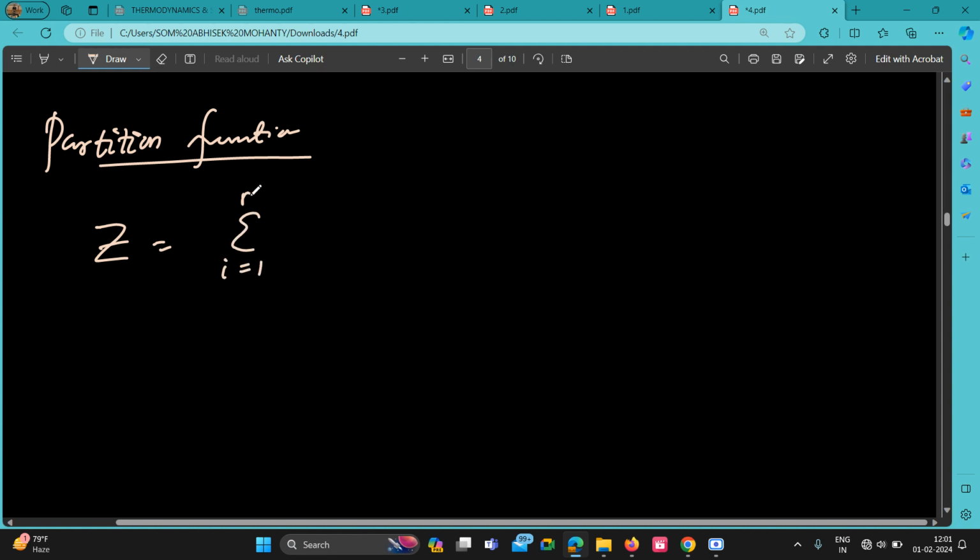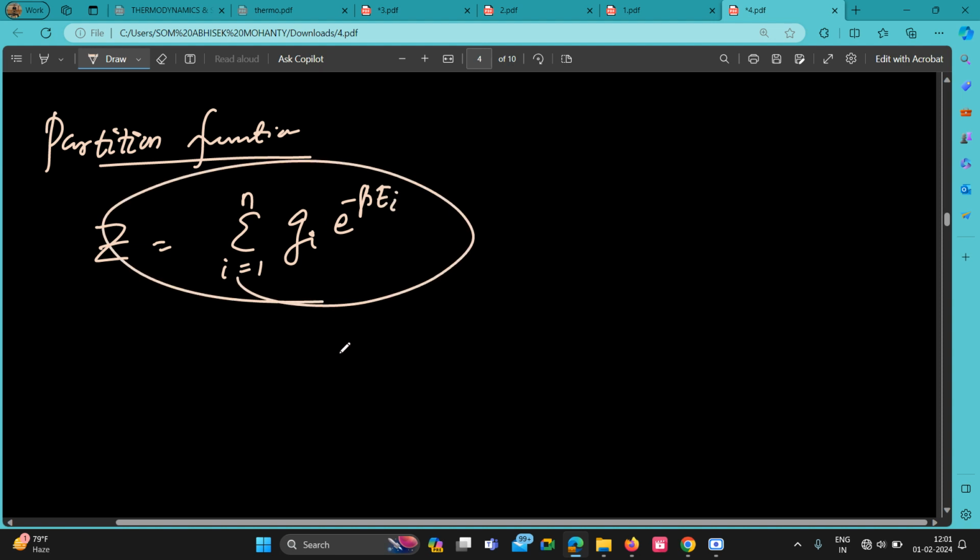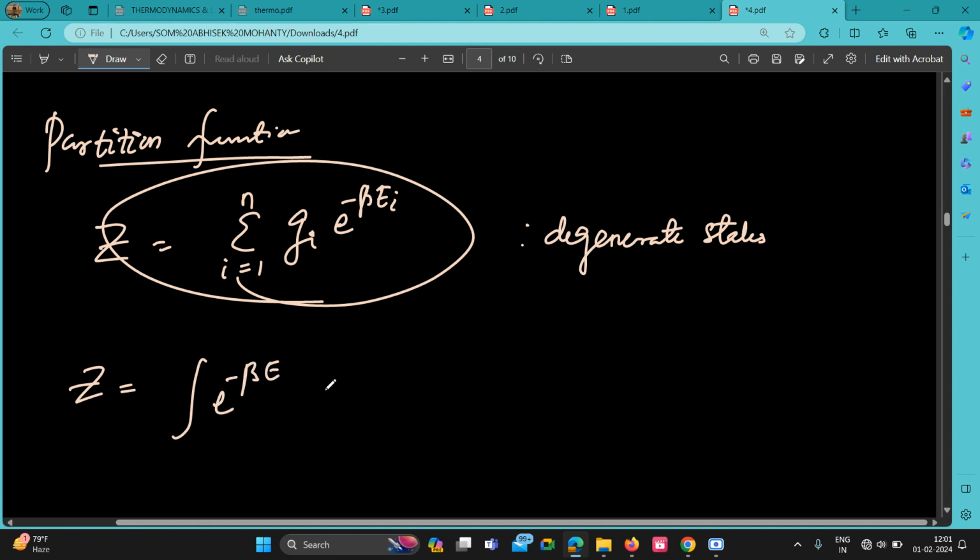Next is the partition function. The partition function is Z equal to summation i equal to 1 to n of gi e to the power minus beta epsilon i. This is for degenerate states. For continuous states, continuous means it will be integrated, integration will have to be done. This is for continuous states.